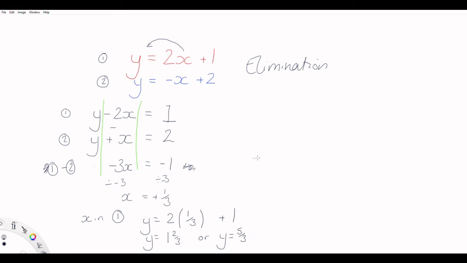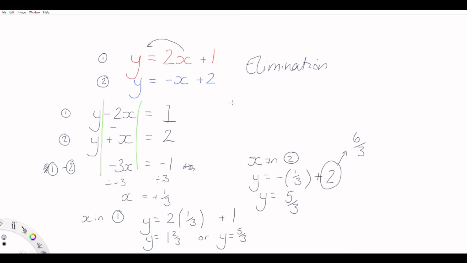Now let's try the same thing by putting x into equation 2, and test that we get the same answer. So y equals minus a third plus 2. Remembering that 2 is the same as 6 thirds, we have positive 6 over 3 minus 1 over 3. That leaves us with 5 over 3. So we've proved that you get the same value of y regardless of which equation you put it into, and that's because you're finding that single point at which the lines cross.